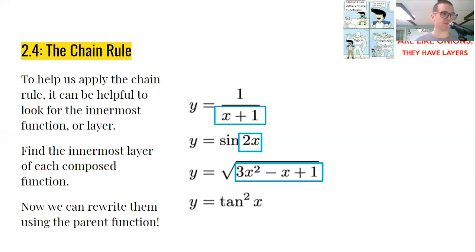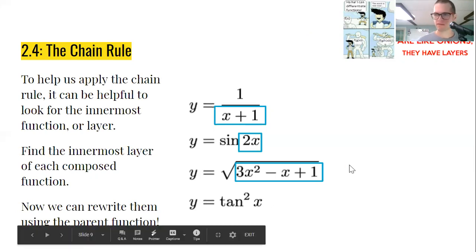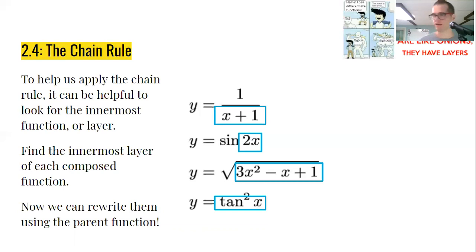Tangent is the innermost function. So thank you both, Emma and Evelyn, for taking guesses and being brave. I appreciate that. It's tangent because when we do tangent squared of x, we don't write it this way because it's just a ridiculous amount of parentheses, but it'd be tangent squared, because tangent squared really just means tangent times tangent.